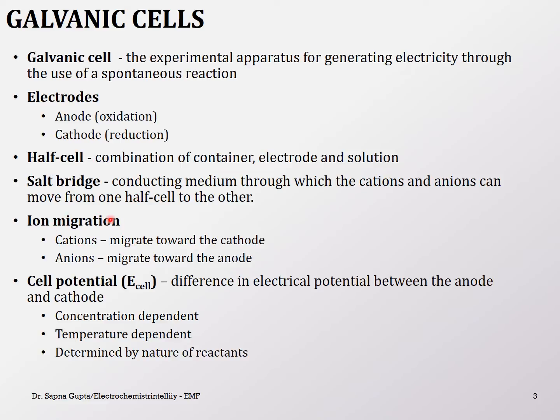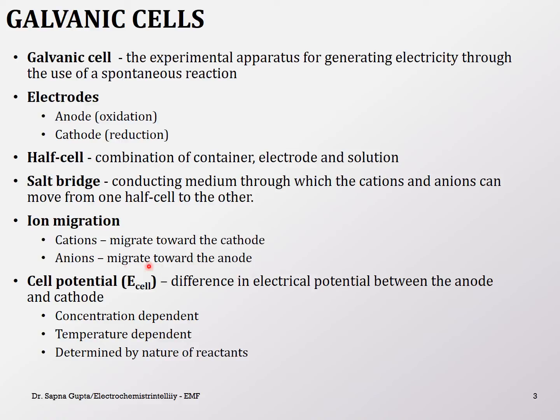So how does the migration occur? The cations will migrate towards the cathode, the anions will migrate towards the anode. Anions means negative. Now remember, the anode is the one that is giving the electrons. So if the anode is giving the electrons and electrons are going to the cathode, then the cathode has to provide the anions. So the anions will go towards the anode then. Electrons are going from the anode, anions are coming towards the anode. We'll see a diagram later on. Hopefully it will make it a little clearer.